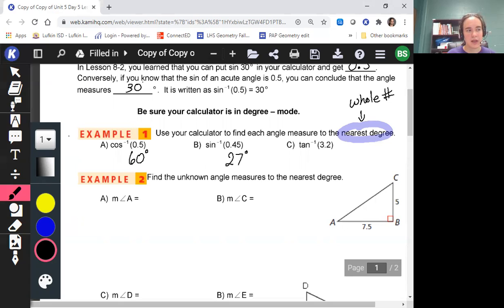Then we're looking at the tangent inverse of 3.2. So press the trig button, here over and down, tangent inverse of 3.2. And we have 72.646. Again, the number after the decimal place, in this case it's a 6, it's greater than 5, so we're raising the score, so we have 73 degrees.